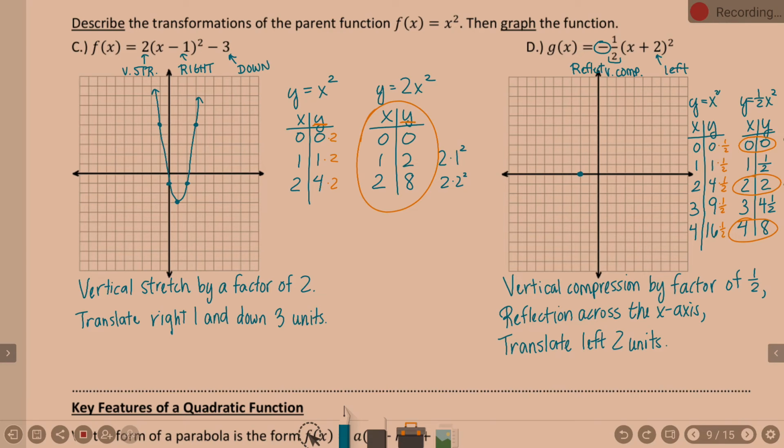Okay. I should have probably asked before we started graphing those points, are we right side up or upside down? Upside down. We were supposed to be reflecting. So, right 2, down 2. That means left 2, down 2. And right 4, down 8. And left 4, down 8. Okay.